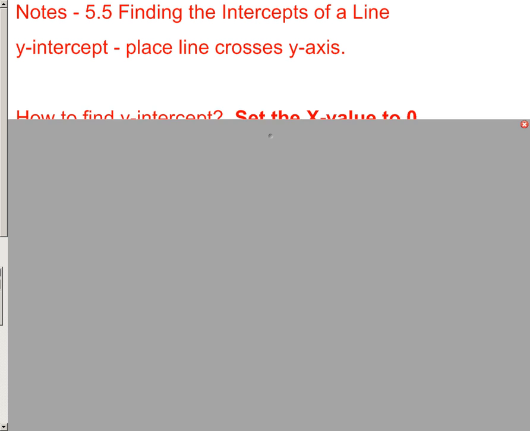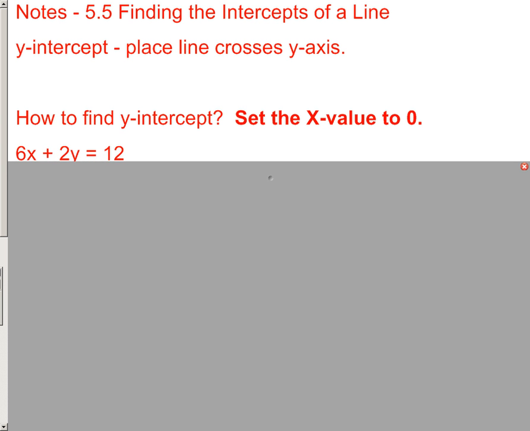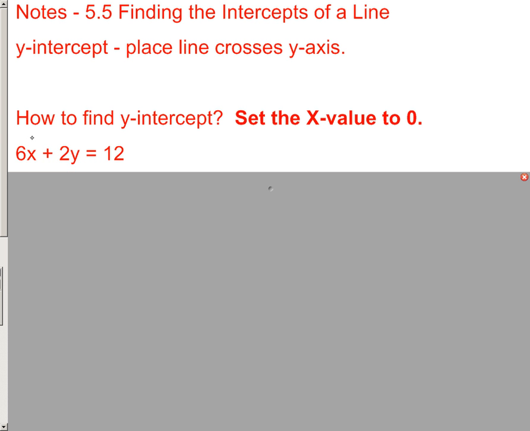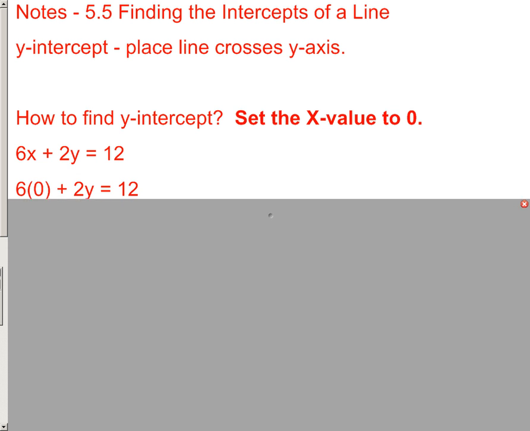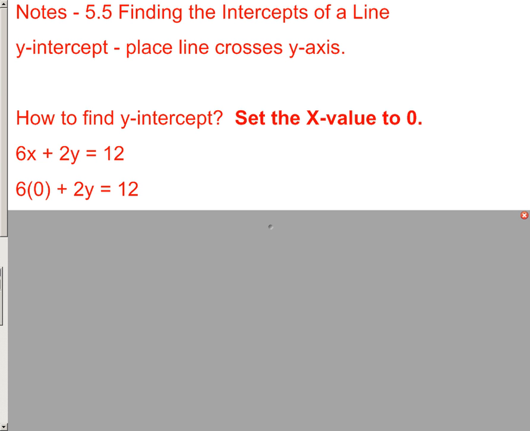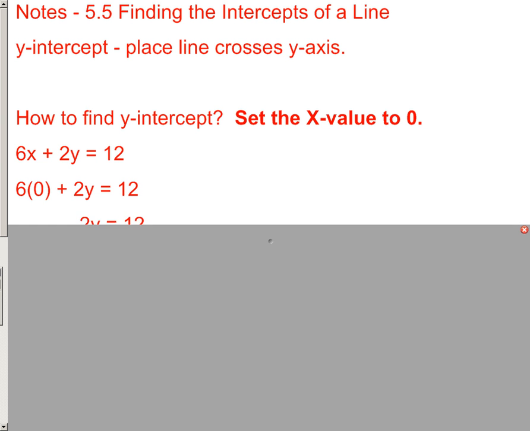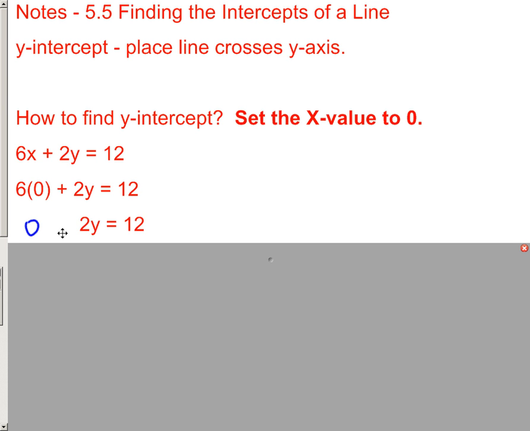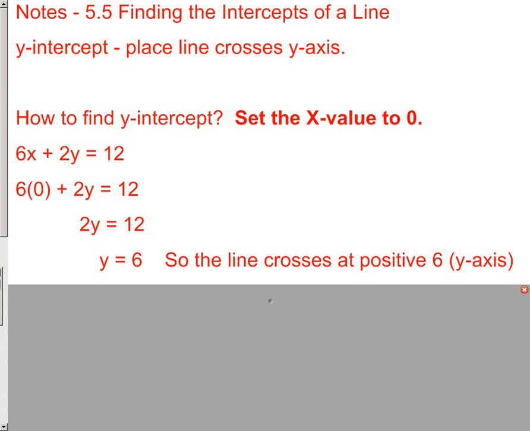Now, I'll clean that up just a little bit here. There we go. How do we find the y-intercept? Set the x value to 0. So here is our equation, and this is what you need to be writing down. 6x plus 2y equals 12. Well, the x value is going to go to 0. So 6 times 0 is 0. And you can write that in if you want, but what's 0 plus 2y? 0 plus 2y is 2y. And 2y is equal to 12. Let's divide both sides by 2, and we discover that y equals 6.